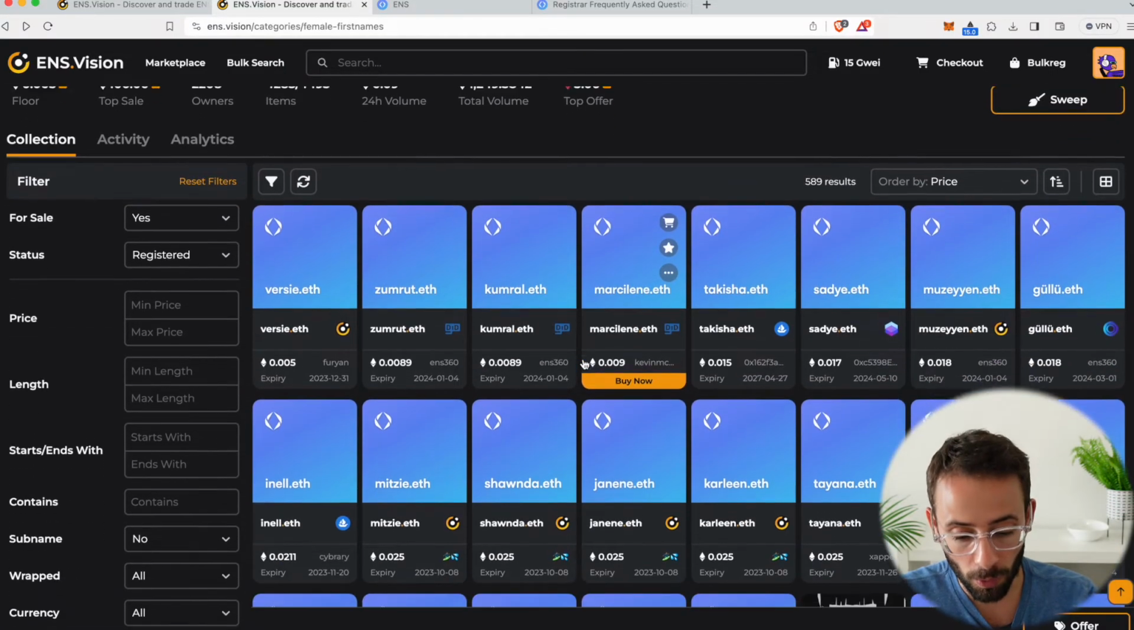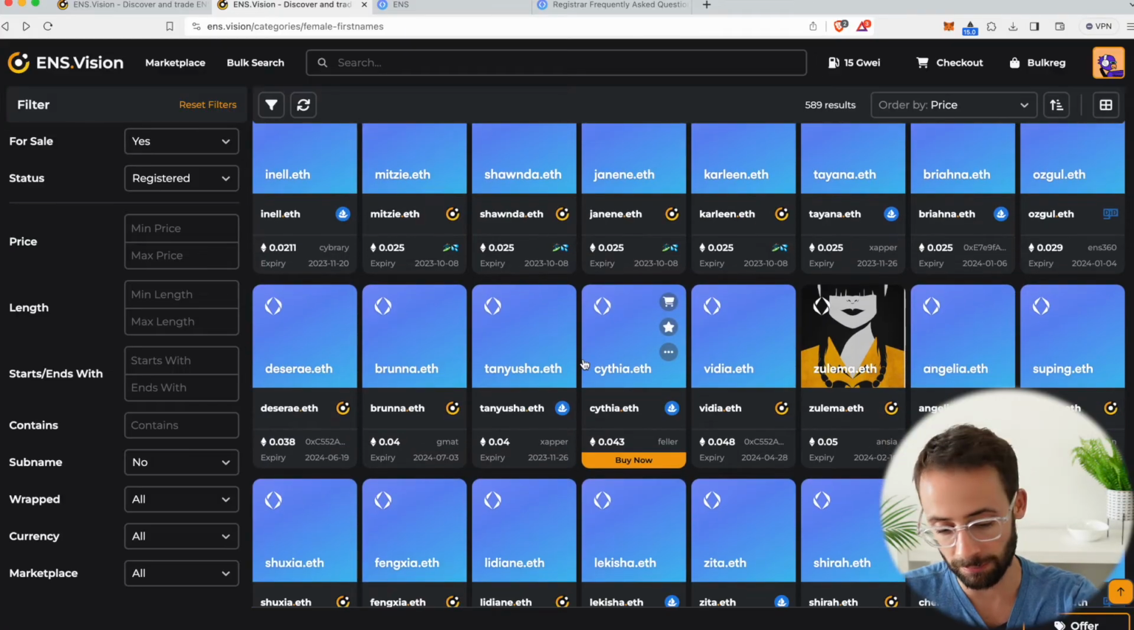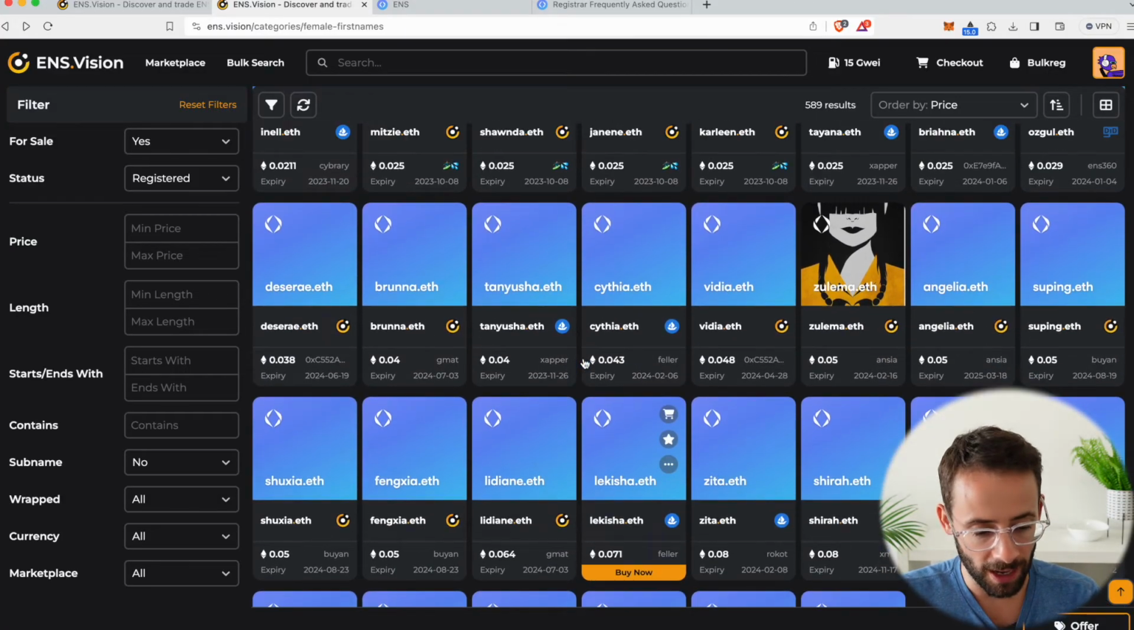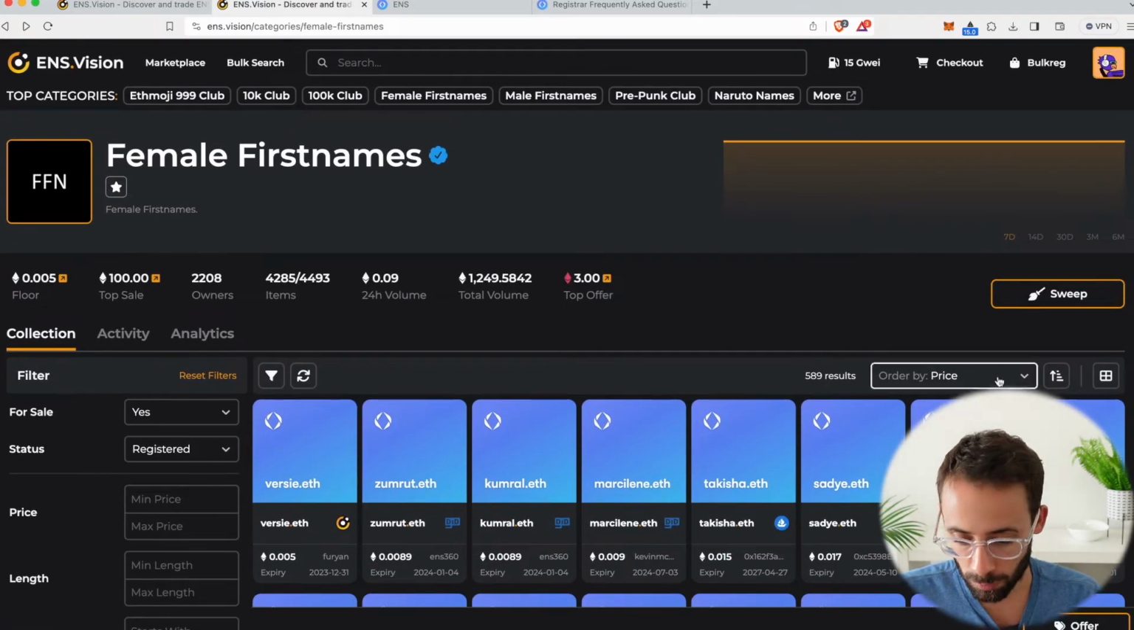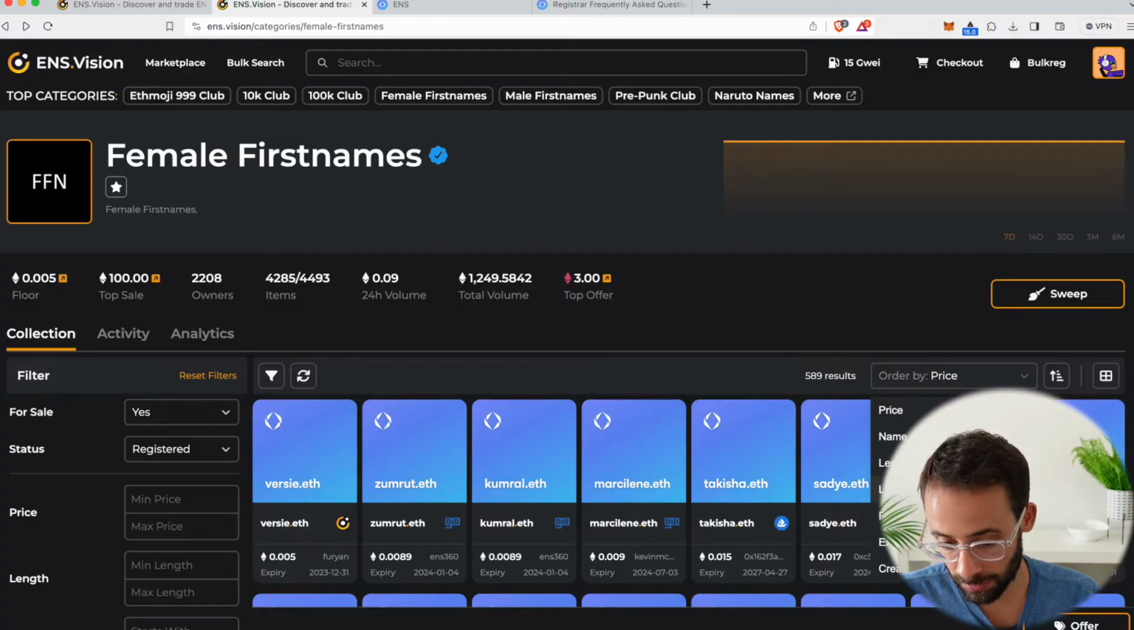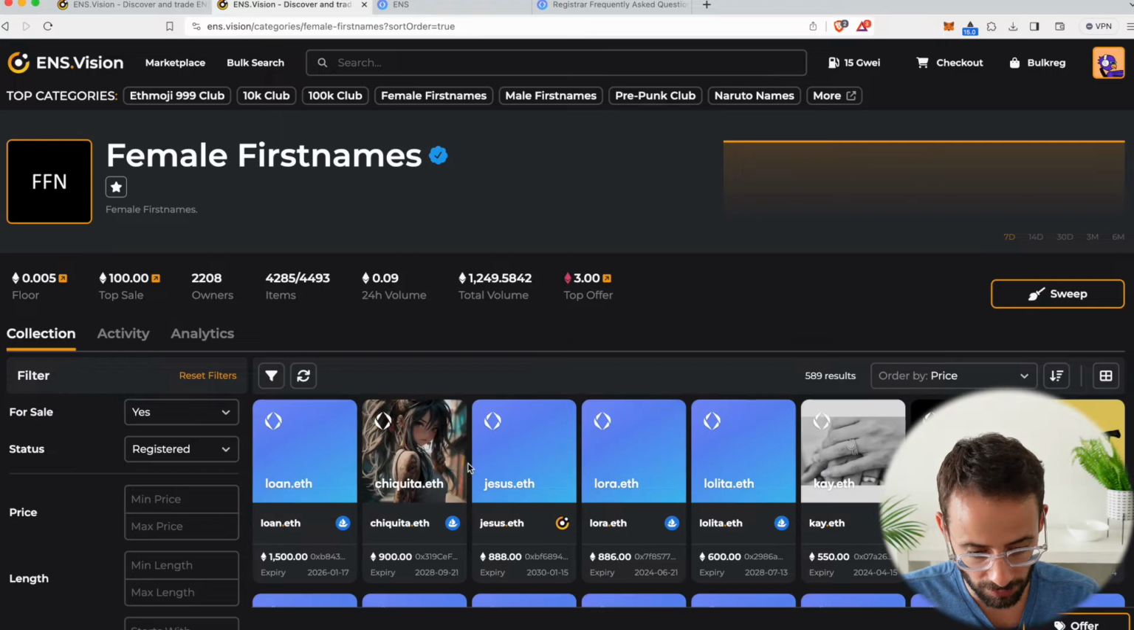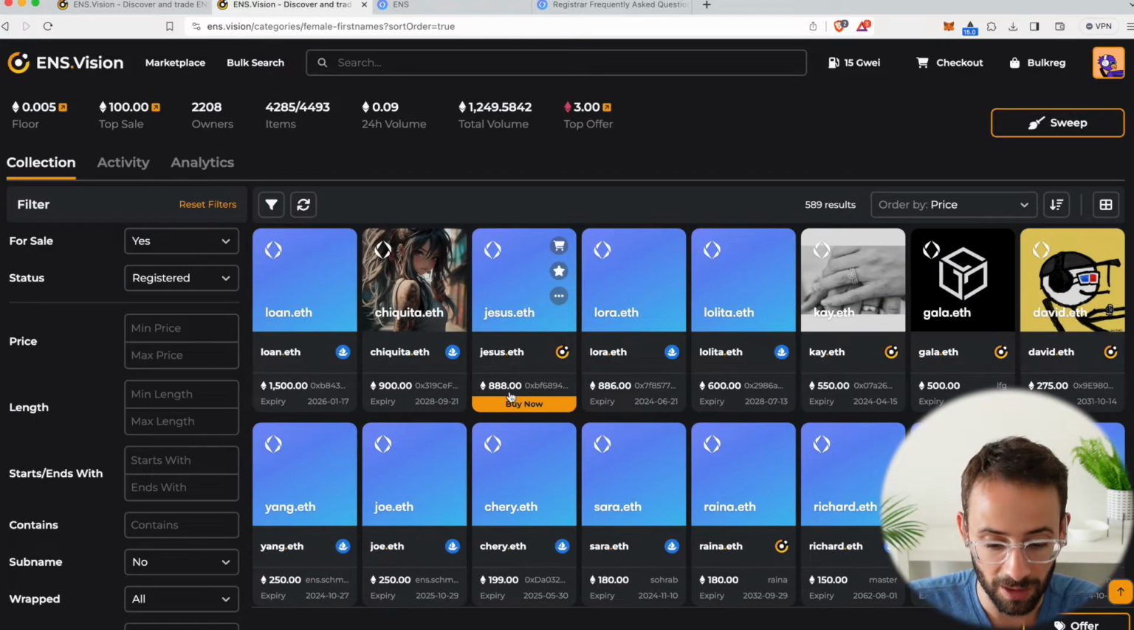Now, the floor names in this case will be less common, and the more expensive names will be some of the most common names in the world. So if we sort by price and then sort high to low, for example, Jesus.eth is currently listed for 888 ETH. It's probably not gonna sell for that amount, but it could sell for a lot because that's a very popular name for reasons I'm sure you're aware.